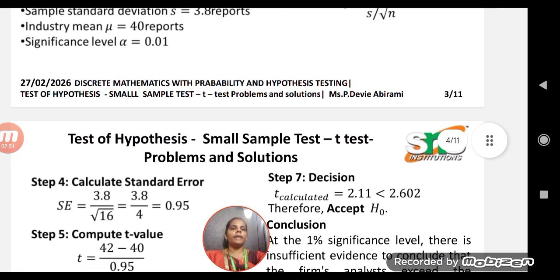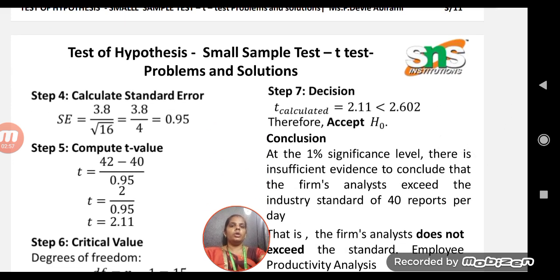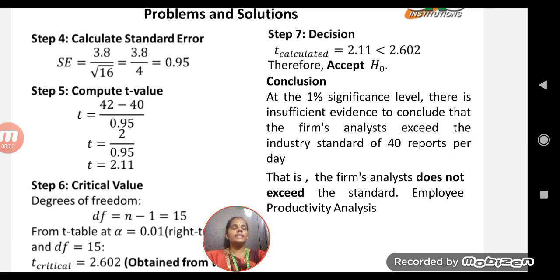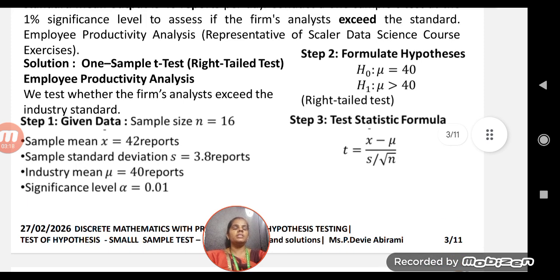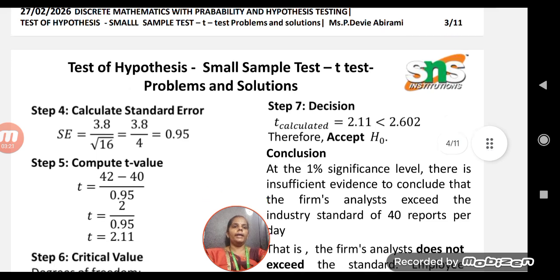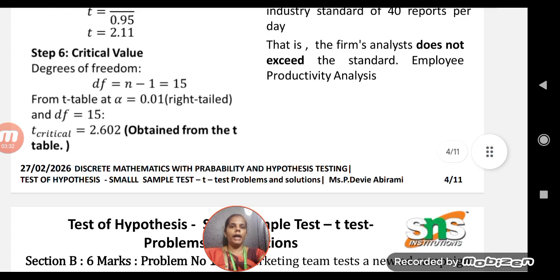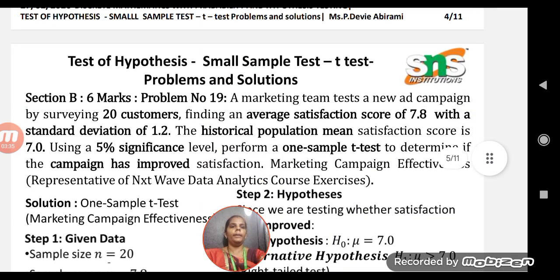They have given the data, so I am going to simplify it by using my formula. If I simplify it, I will get the answer as 2.11. So 2.11 is less than my table value, because my table value is 2.6. So 2.6 is greater when compared to 2.11. If it is smaller, then we can accept our null hypothesis. We framed our null hypothesis as H naught: mu is equal to 40. So I can accept H naught at 1% level of significance. We can conclude that analysts do not exceed the standard of 40 reports per day. This is how we can conclude the result by using the hypothesis test.